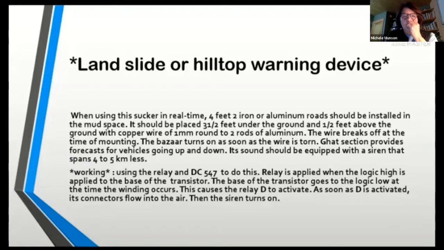The ghat section provides a forecast for vehicles going up and down. Its sound should be equipped with a siren that reaches 4 to 5 kilometers away.